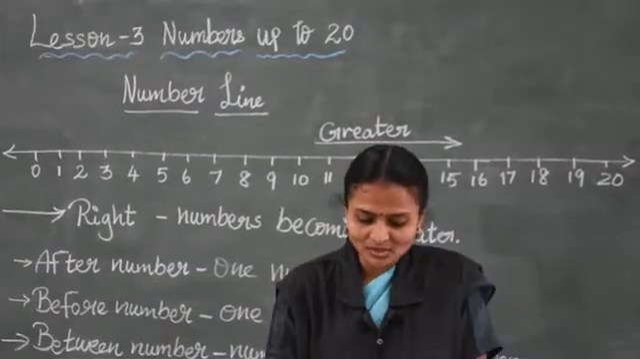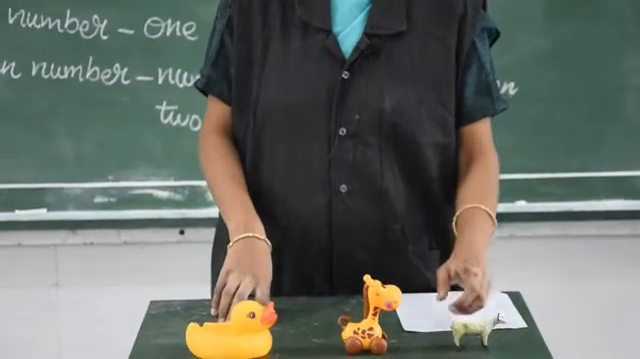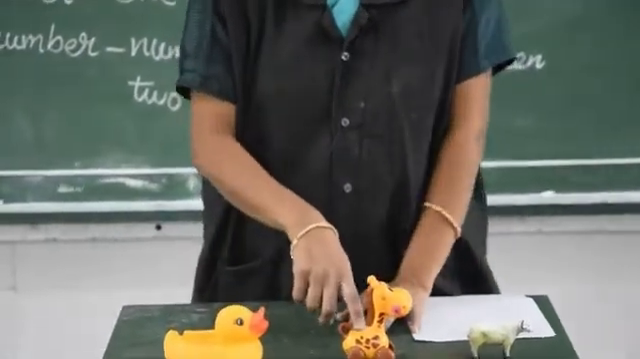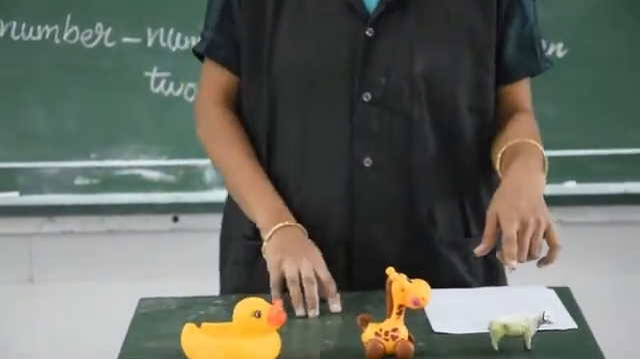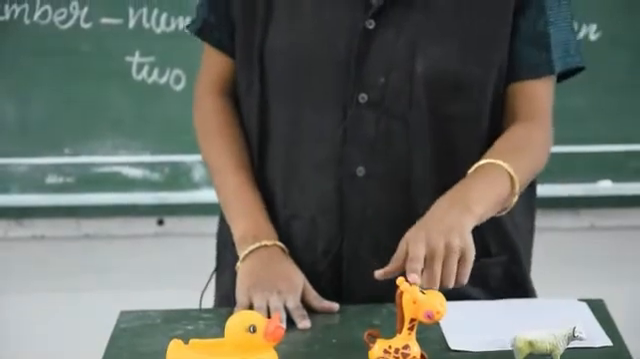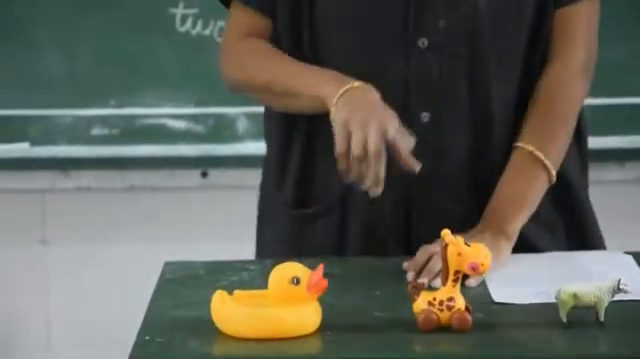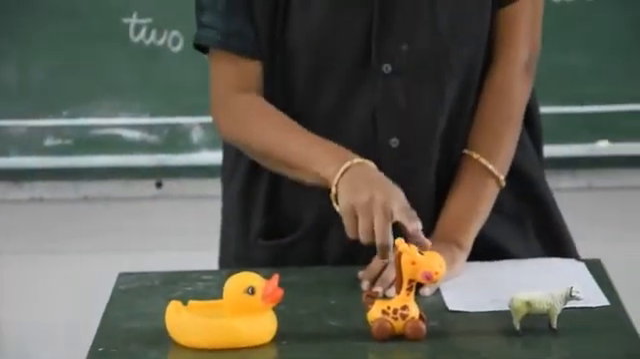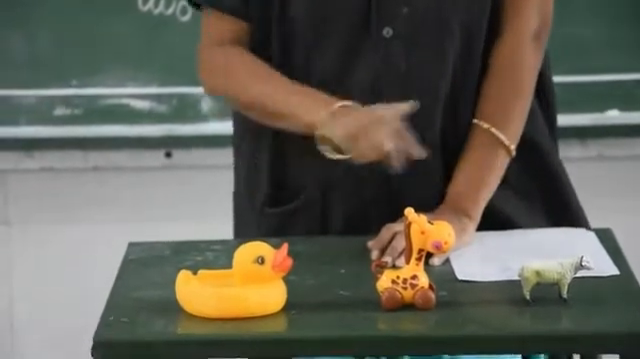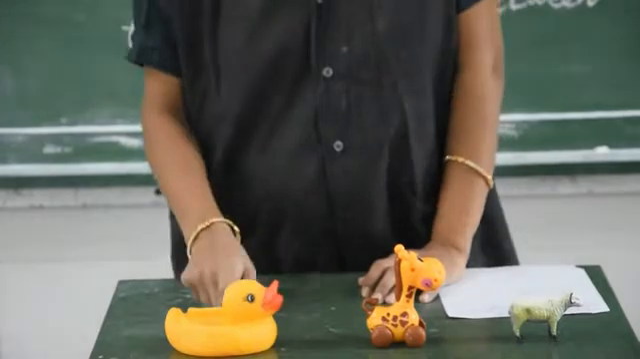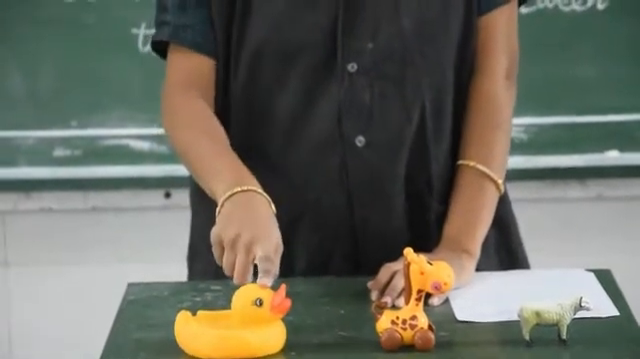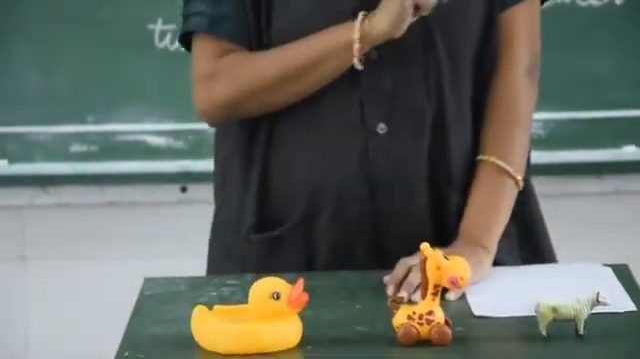Can you see toys of animals here? You can see a goat, a giraffe and a duck. Where is this goat placed? The goat is before the giraffe. And where is this giraffe? This giraffe is in between the goat and the duck. And where is the duck? The duck is after the giraffe.